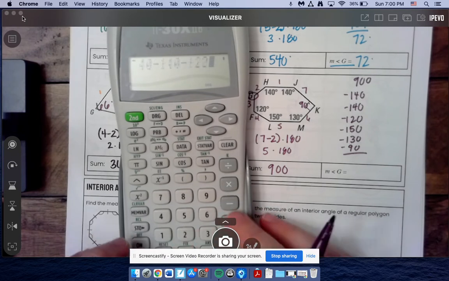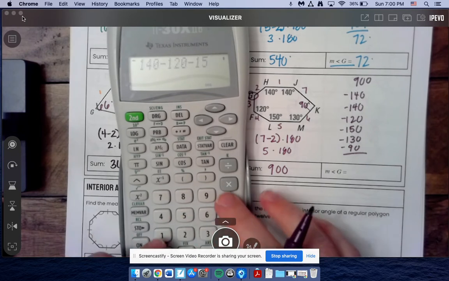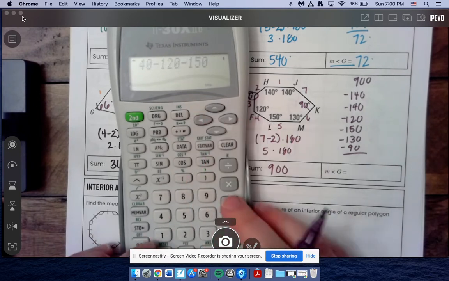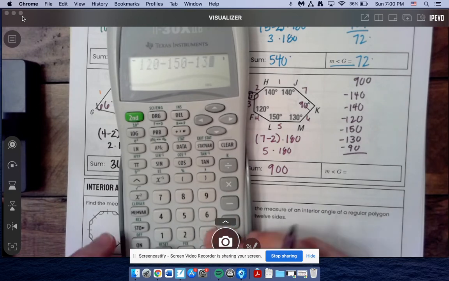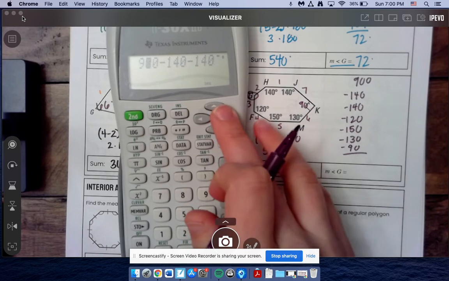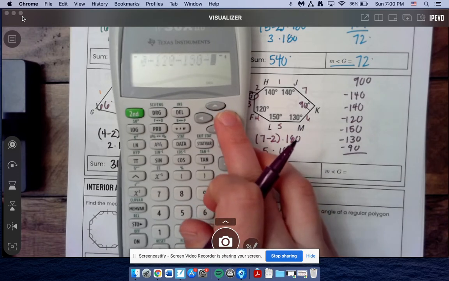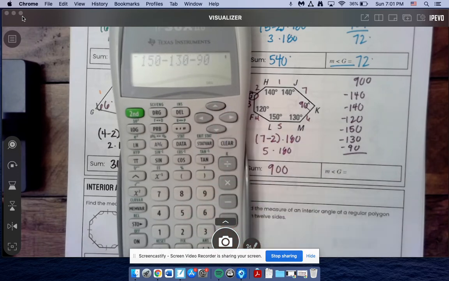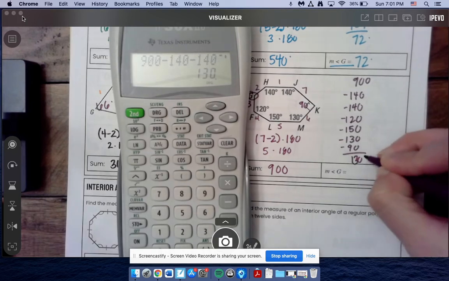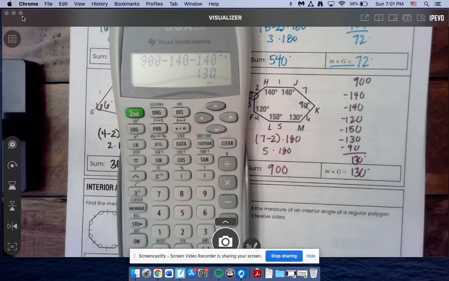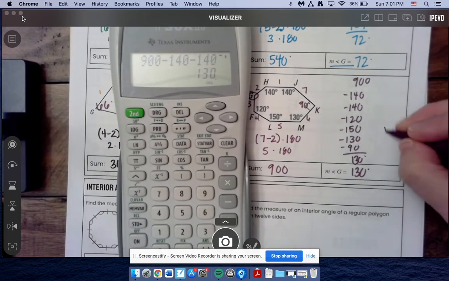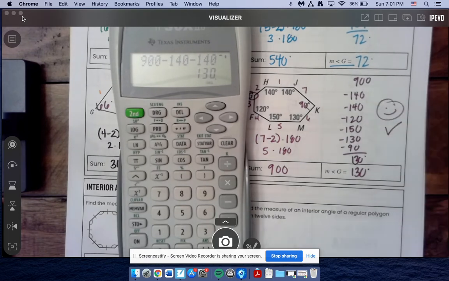Okay, let's see, 120, 150. Oops, see, I almost messed up there. Oh, shoot. See, I can't multitask, you guys, minus 90. Okay, did you get 130? According to my key that I made a couple days ago, I got 130 back then, and I'm getting it right now. Okay, I hope that was good. Give yourself a smiley face if you got it.